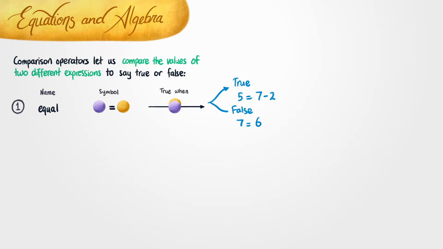But in the second case, 7 equals 6 is obviously a false statement, so you could replace all of this with the word false. So unlike equivalence, when we write equals, we aren't guaranteeing that the left side is exactly the same as the right side. It is possible for the statement to be true, and it is also possible for the statement to be false.